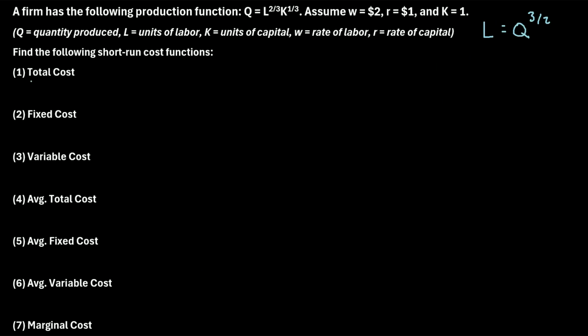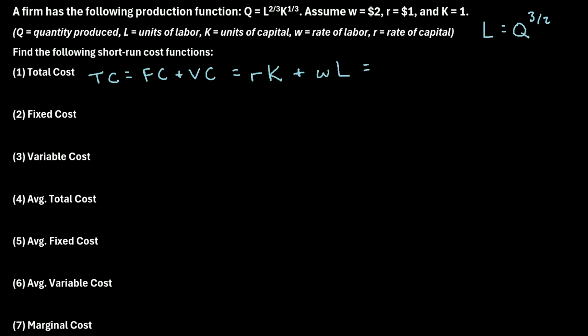Okay, so let's start by finding the total cost function. The total cost, which I'll abbreviate as TC, is simply equal to the fixed costs plus the variable costs. In the short run, our capital is a fixed cost. The total cost of our capital is simply the rate of the capital R times the units of capital K, so R times K. Then to that we add our variable costs, the costs associated with labor. The total cost of our labor is the rate of labor, W, which is $2, times the units of labor, L. So we'll have W times L.